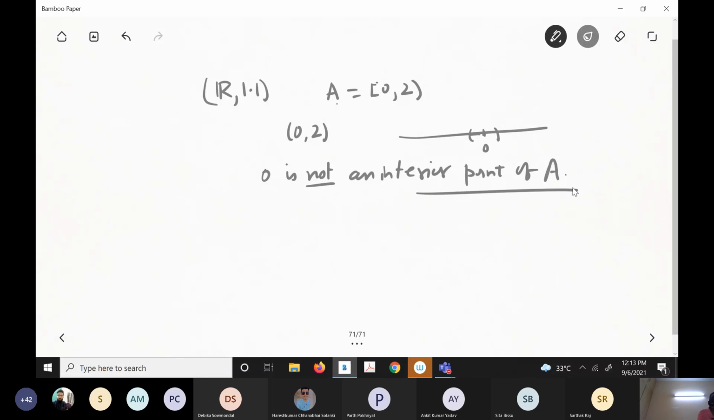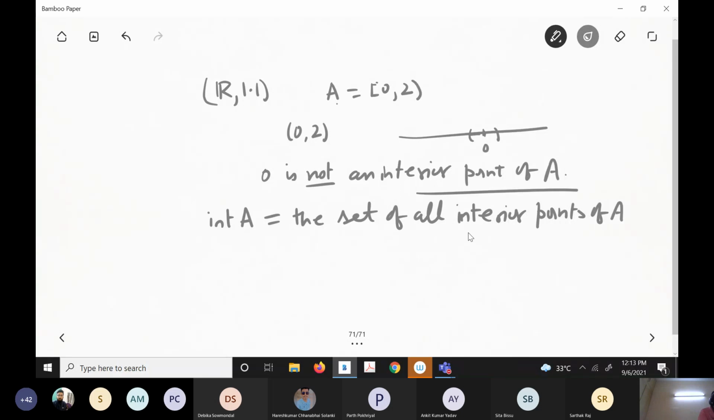But other points are interior points of view. Now look, int A, the notation. This is the set of all interior points of A. Set of all interior points. Some people reuse this notation. Here you need to remember less. The moment you see the word int, it is interior. Otherwise you'll have to remember what it means. So I prefer this notation, int A. Now look, the set of all interior points of A, that means int of this.